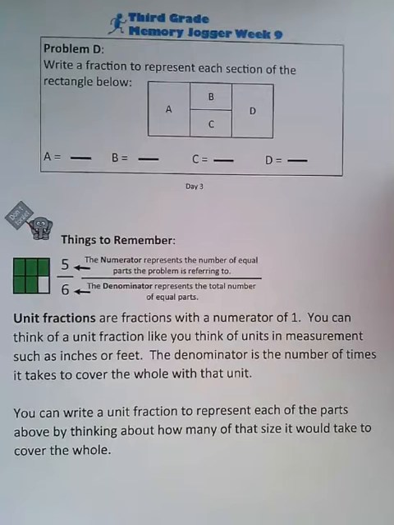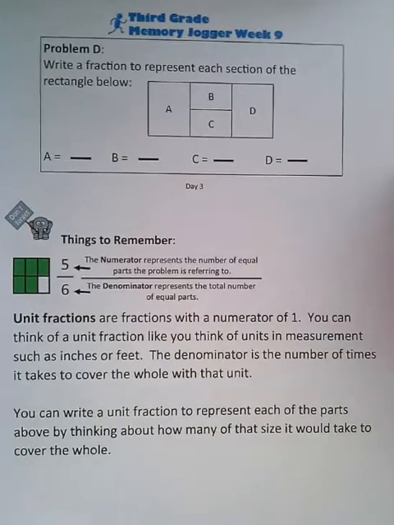This is an example of 5/6. There are 6 equal parts, and 5 of those are shaded. Unit fractions are fractions with a numerator of 1. You can think of a unit fraction like you think of units in measurement, such as inches or feet. The denominator is the number of times it takes to cover the whole with that unit. You can write a unit fraction to represent each of the parts above by thinking about how many of that size it would take to cover the whole.